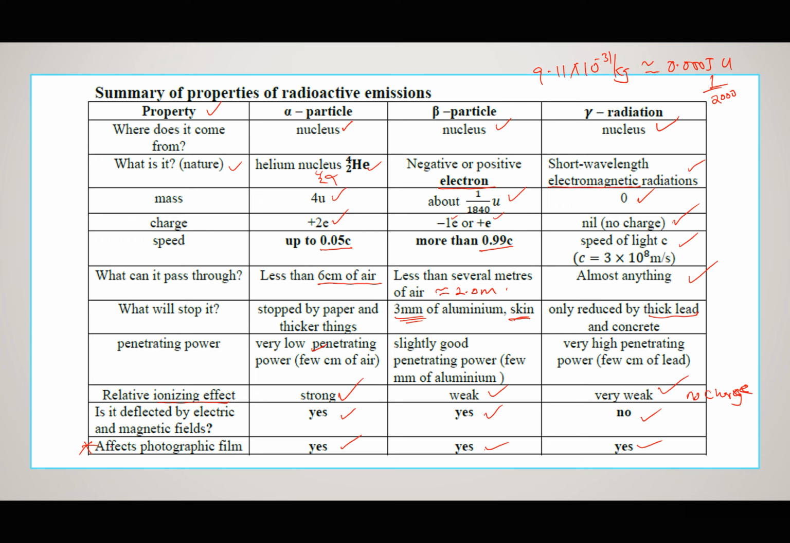As you prepare for an exam, you just need to master this and summarize this table in your own ways. This table has everything you need to know about alpha, beta, and gamma radiations in terms of properties.